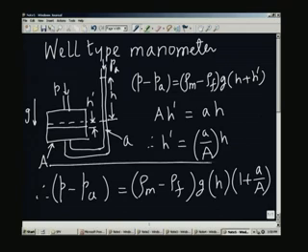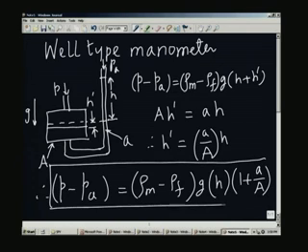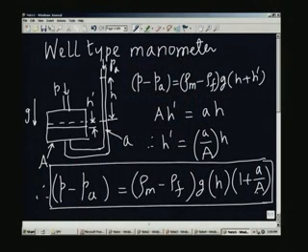So, this we will use in the case of a well type manometer with a large reservoir on the left side, to which the pressure to be measured is communicated, and on the right side I am going to have a vertical tube of small diameter, and the ratio of area A to A is going to come into the picture. If A is a few millimeters and A is a few centimeters, and if you remember, the area is proportional to the square of the diameter.